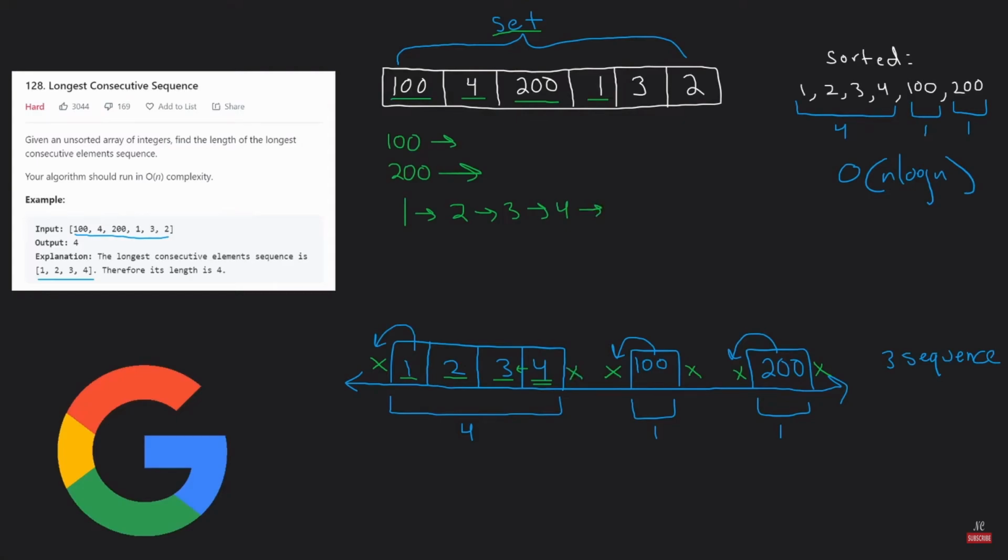So now let's continue through the array. 3. Is 3 the start of a sequence? No, it's not. It has a left neighbor too. Now let's try 2. Is 2 the start of a sequence? It's not, because it has a left neighbor 1.